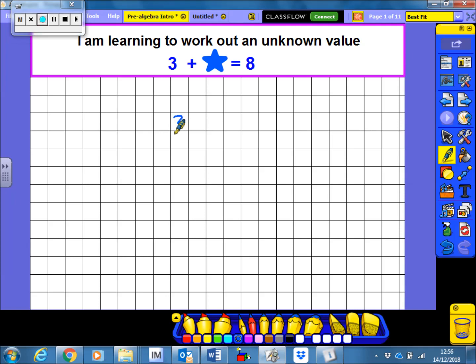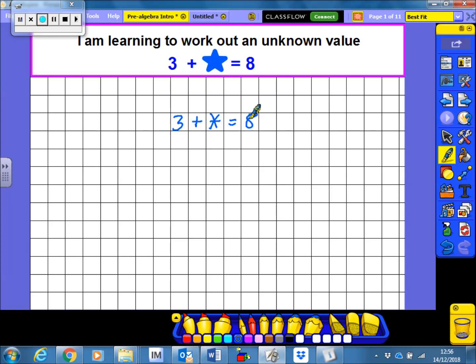So what have we actually got here? We've got 3 plus star equals 8. And the star is our unknown number. Now, effectively, all we're being asked to do is fill in that blank. We need to ask ourselves, what does that star mean? In other words, 3 plus what makes 8?